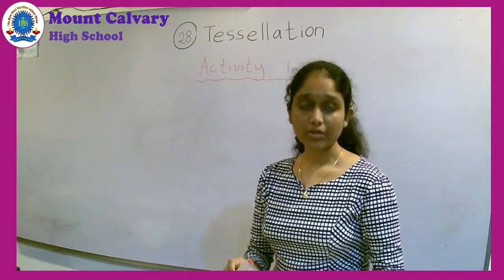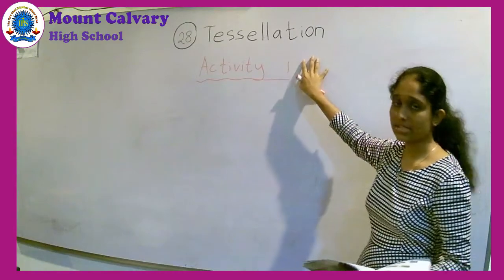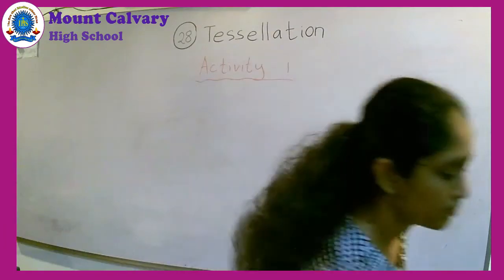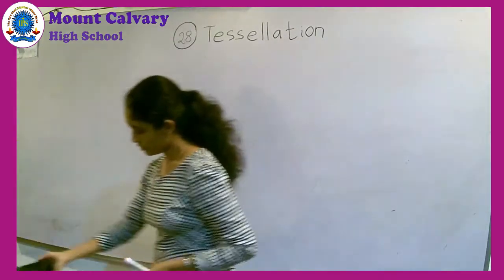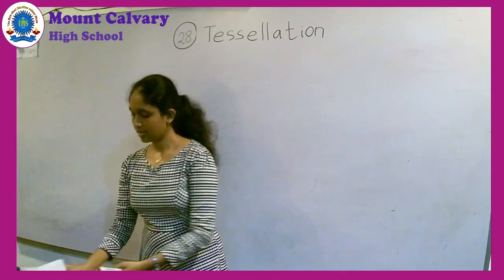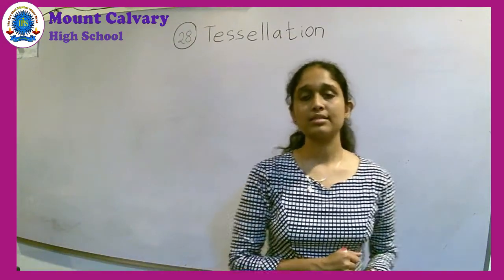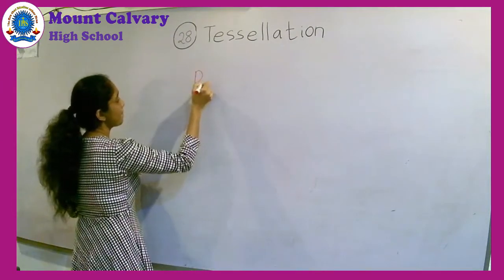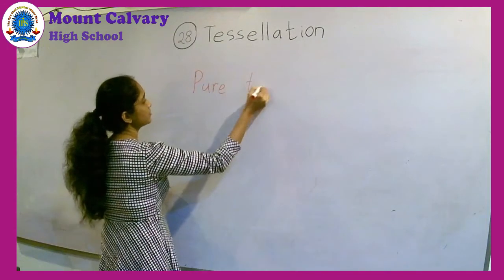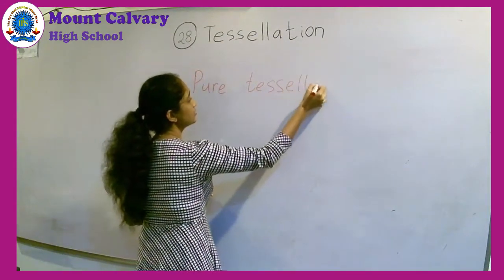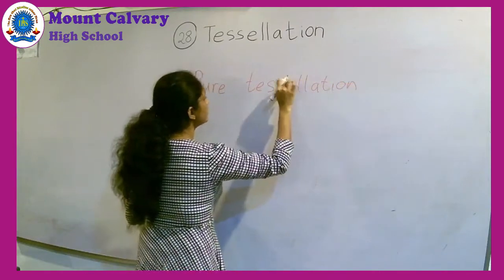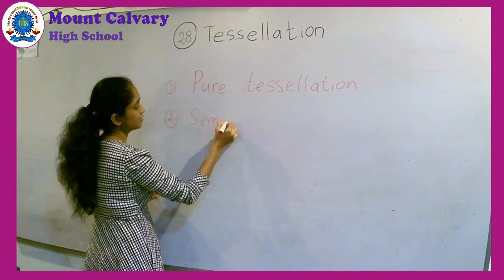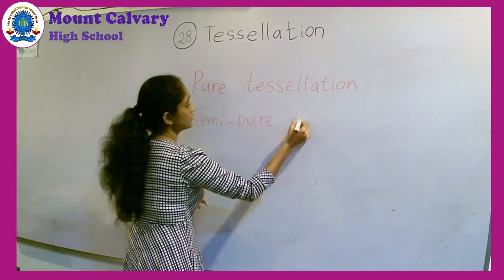Now, we are going to divide these tessellations into two groups. They are pure tessellations and semi-pure tessellations.